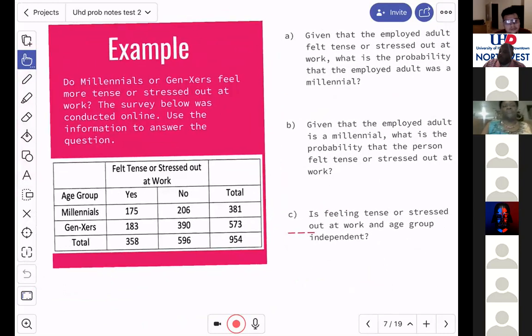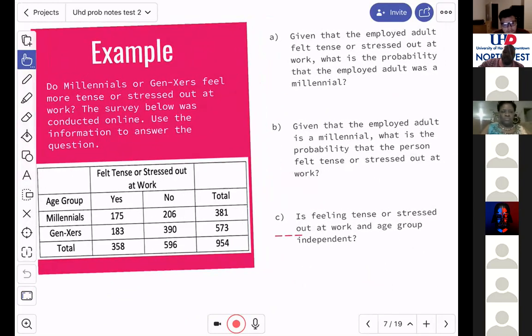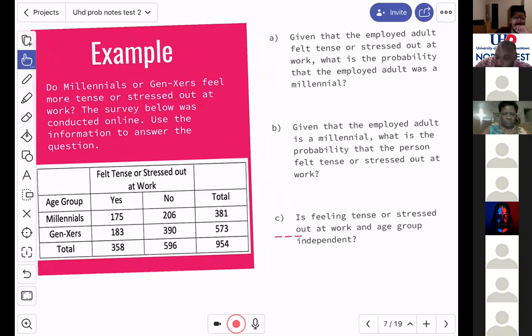This says, do millennials or Gen Xers feel more tense or stressed out at work? The survey below is conducted online. Use the information to answer the questions. First question. Given that the employed adult felt tense or stressed out at work, what is the probability that the employed adult was a millennial?